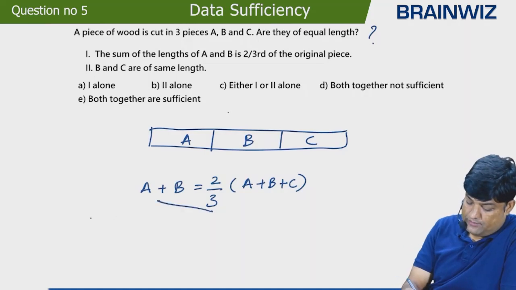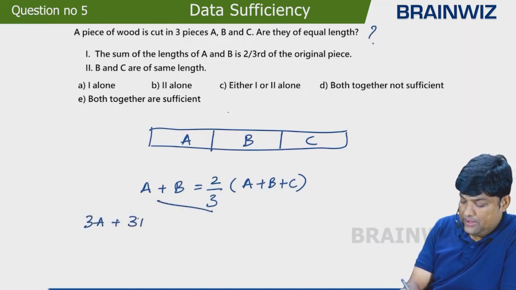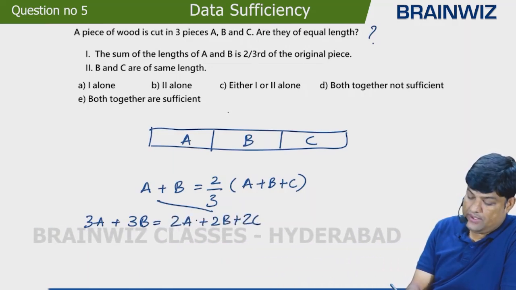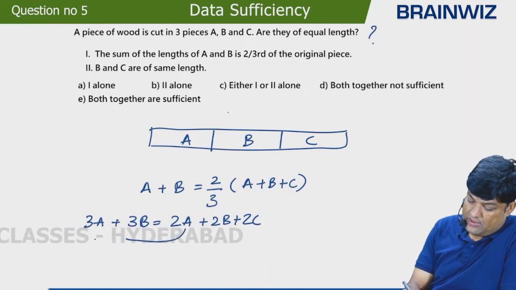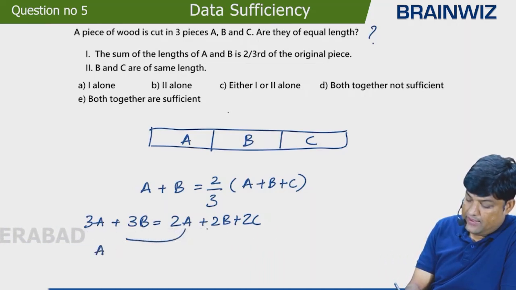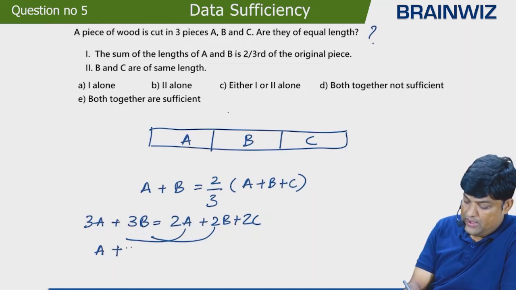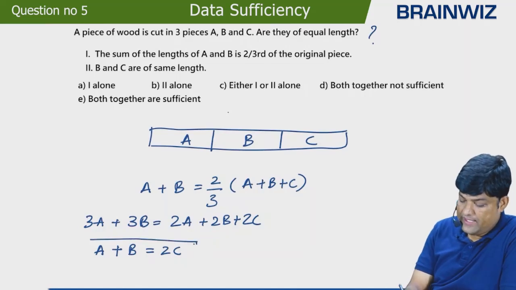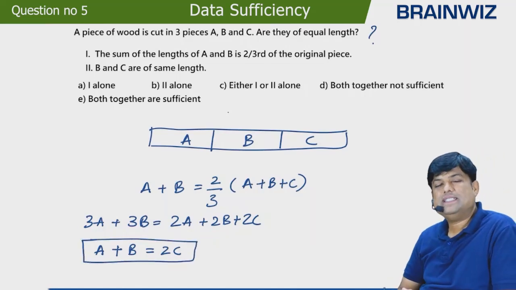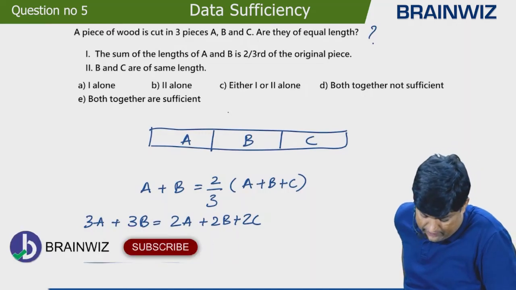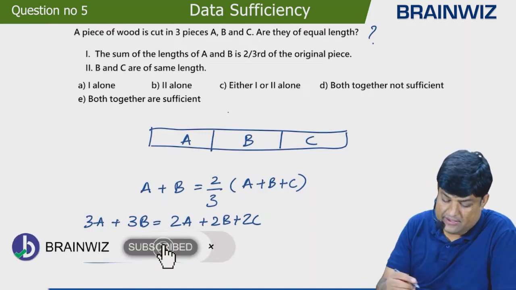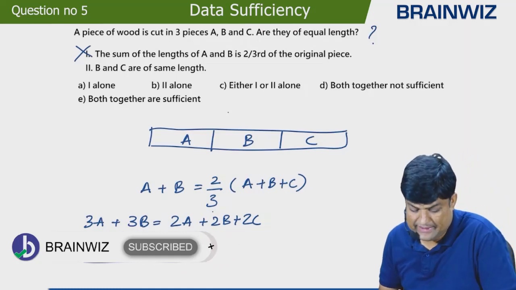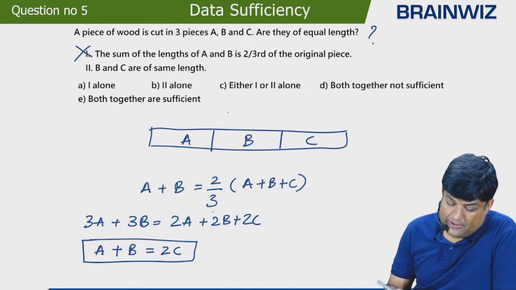Multiply this by 3 here. 3A plus 3B equals 2A, 2B and 2C. This comes here, that is 3A minus 2A, that is A. This comes here, 3B minus 2B is B, is equal to 2C. Students, this is the final equation left for us. Then I don't think this data is sufficient. We need to prove that A is equal to B is equal to C, but it's not possible as of now. Now, let's try to see the second data.